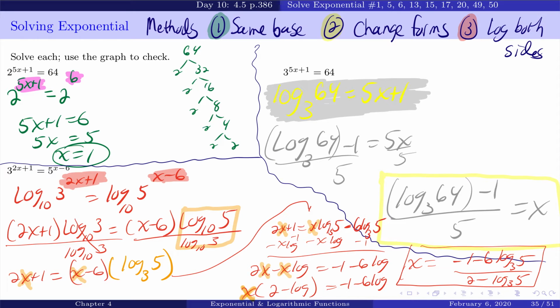In the second case, there's no way to get the same base on both sides because 64, as we just saw, is 2 to the 6th, and 3 is the base here. So since I can't get them to the same base, the next plan is change forms. Take the exponential and turn it into log form. So the base is 3. The other two things change places. So 64 becomes the argument, and 5x plus 1 goes to the other side. And now to solve for x, I subtract 1 and divide by 5. So subtract 1 from both sides, divide by 5, and you get this as your answer.